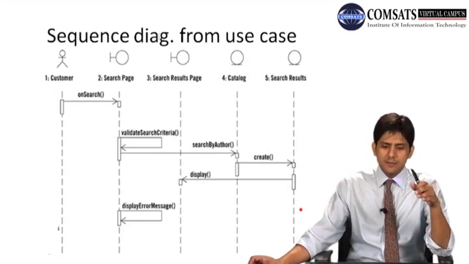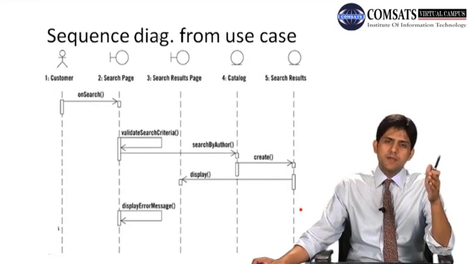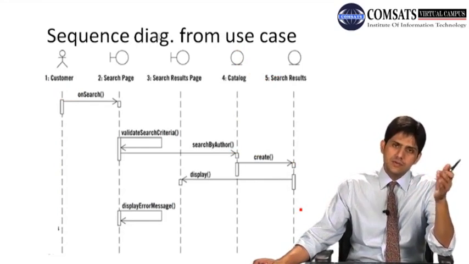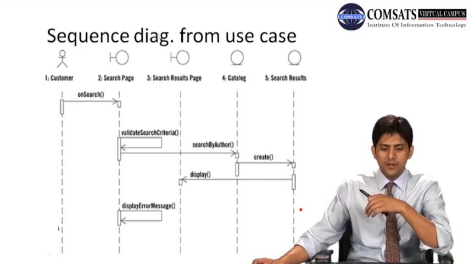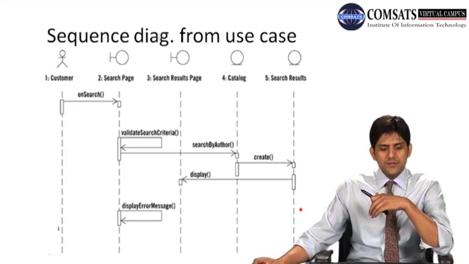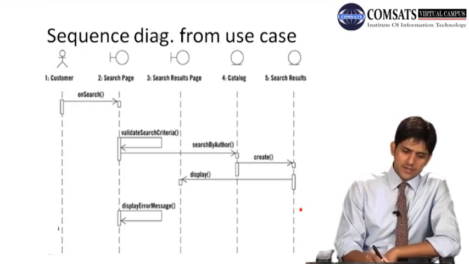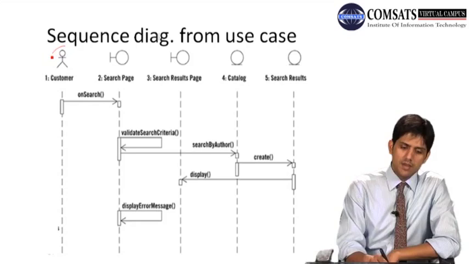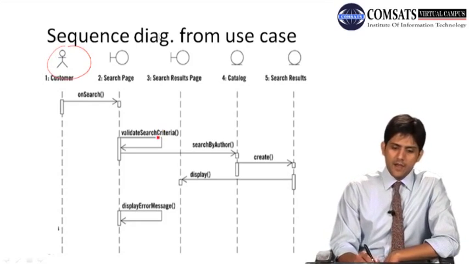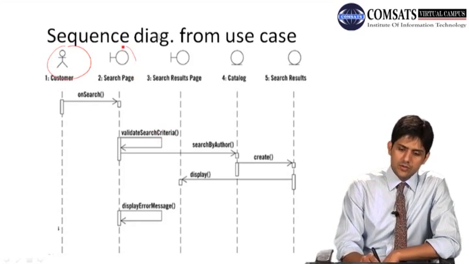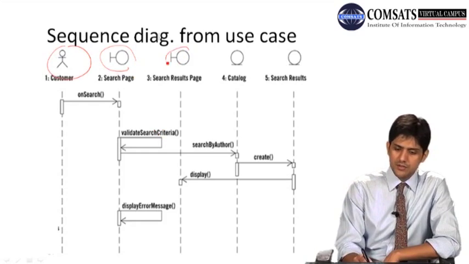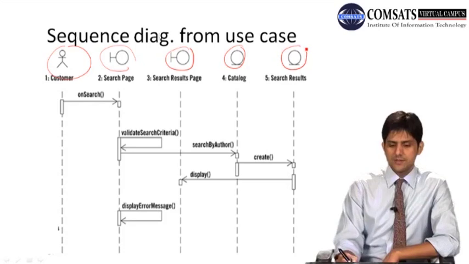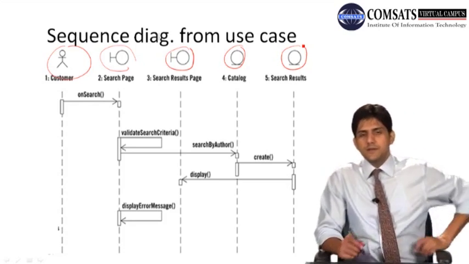Okay, now this is an example of how we draw a system sequence diagram from the use case. Okay. Now if you see, I told you that the customer's objects can be represented through these stick figures. Okay, and then you have this search page, and you have this search result page, and this catalog, and then this search results.